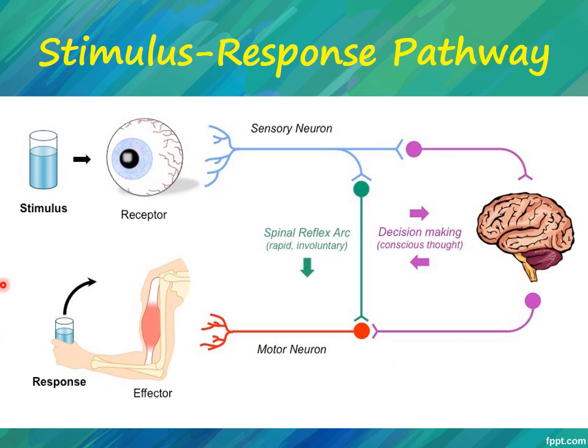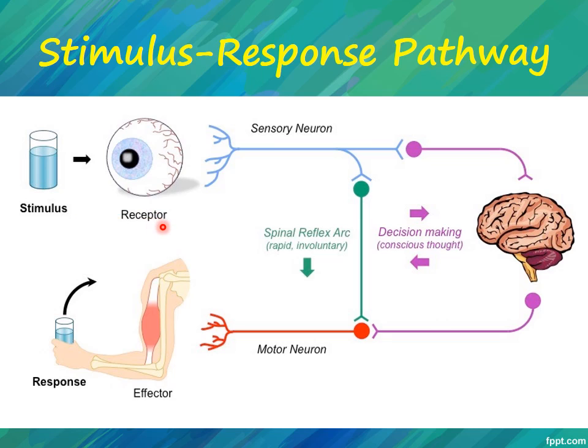Here you can see the stimulus response pathway. As we have already discussed, a stimulus is basically a change in the environment that is either external or internal, that is detected by the receptors. So here you can see the stimulus is a glass full of water, and the receptors in the eye are detecting the outside stimulus, that is a glass full of water.